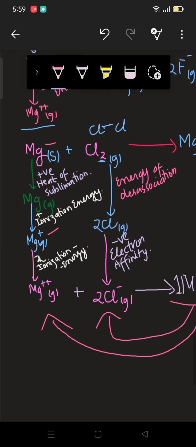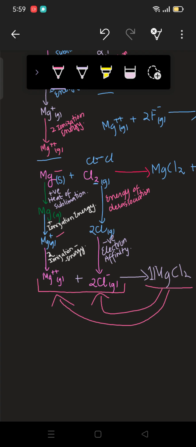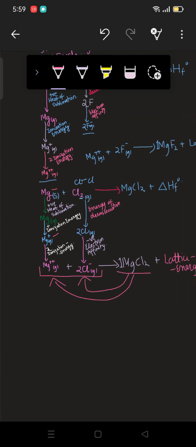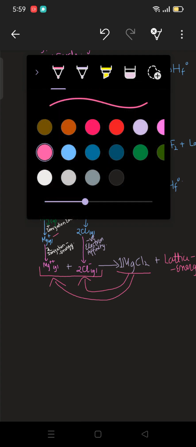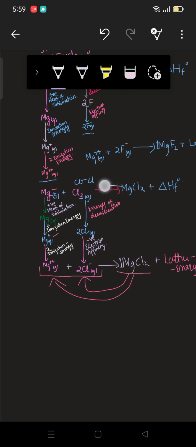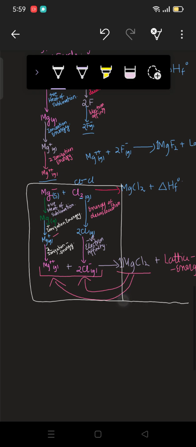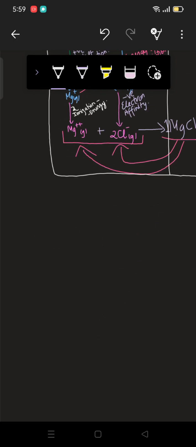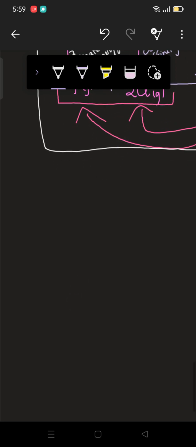Now basically I have reactants in the gaseous form, right? So these both reacted together, and 1 mole of MgCl2 is produced. Along with that, the energy which is produced is the lattice energy. And to calculate the lattice energy, we have the Born-Haber process. So this entire cycle is what we call the Born-Haber process, right? This is the Born-Haber process. In today's video, we are going to learn about Fajan's rule, right?